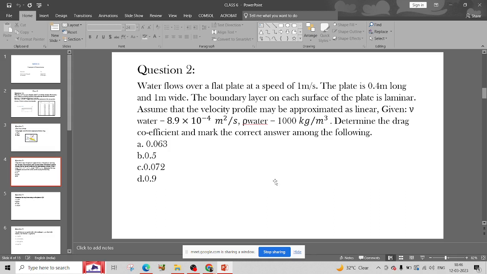Okay. So let us proceed to the second question now. Water flows over a flat plate at a speed of 1 meter per second, and the plate is 4 meter long and 1 meter wide. The boundary layer on each surface of the plate is laminar. The velocity profile may be approximated as linear. Given nu and density of water, determine the drag coefficient and mark the correct answer among the following. This is a rather simple question. We have solved many of this kind earlier. So I'll give you 2 minutes for this and then we'll start with the solution.